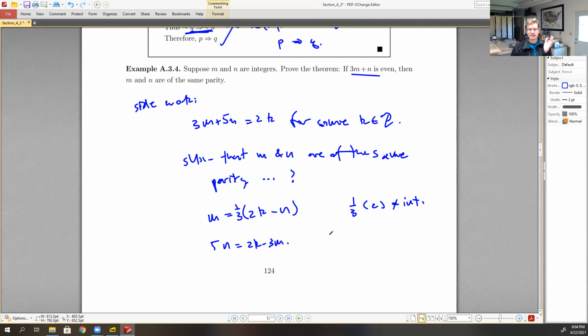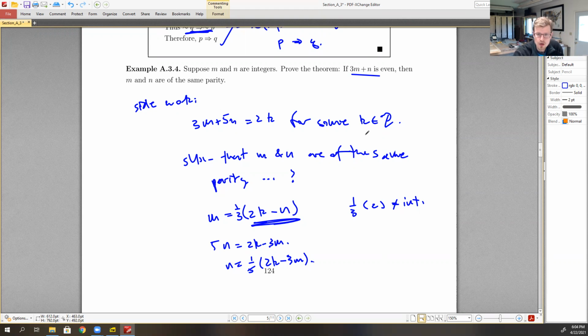For example, if we had 3m plus 5n, then we would still have 5n is equal to 2k minus 3m. And it actually works out that even if we changed it to 5n here, the implication would still be true. So if I needed that, then n would be 1/5 of 2k minus 3m, and that'd be in the same boat as I was here, right? I don't know that 1/3 times something is still an integer. So there's too much unknown here for us to quickly and easily go through showing that 3m plus n is even gives us that m and n are of the same parity.